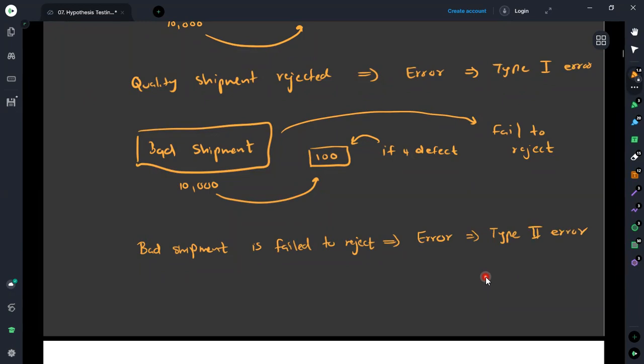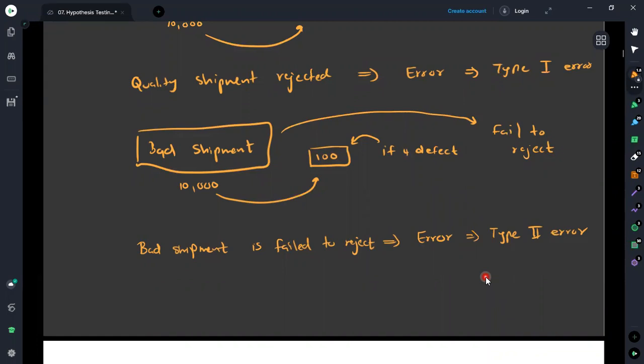Therefore, since the error is type 2 error, it is supposed to be the consumer's risk. As the consumers, we all have the right to have good items or a good shipment of the items. But what we have done was, based on these 4 defects, according to the company policy, we have failed to reject this bag, even though it is a bad shipment. According to the sample that we have obtained, since it was less than 5, according to the company policy, we need to accept that shipment. Therefore, we failed to reject even though it is a bad shipment.